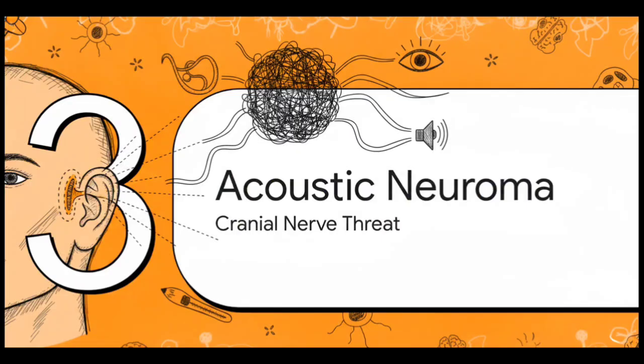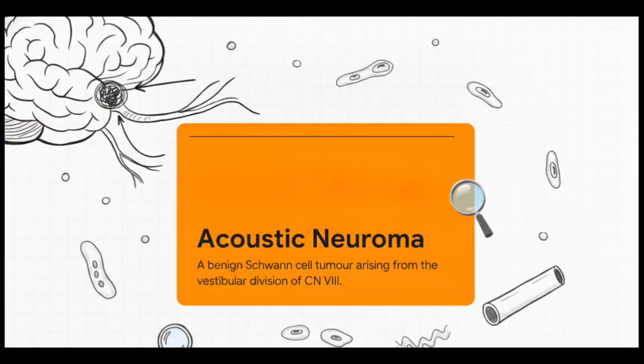All right, Section 3, the acoustic neuroma, or as I like to call it, the cranial nerve threat. Let's shift our focus way up to the cerebellopontine angle, the CPA, to meet our second pathology. An acoustic neuroma, more accurately called a vestibular schwannoma, is a benign Schwann cell tumor. It sprouts right from the vestibular division of cranial nerve 8 in the internal auditory canal. And get this, it is by far the most common tumor you'll find in the CPA.